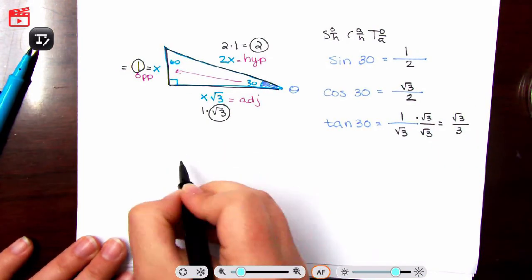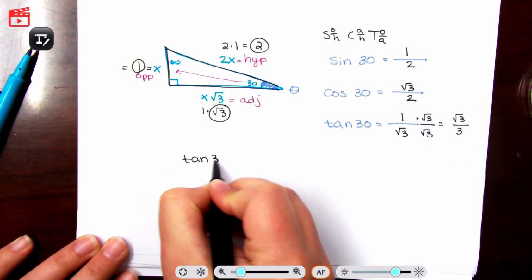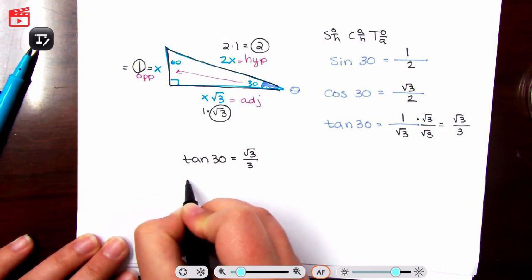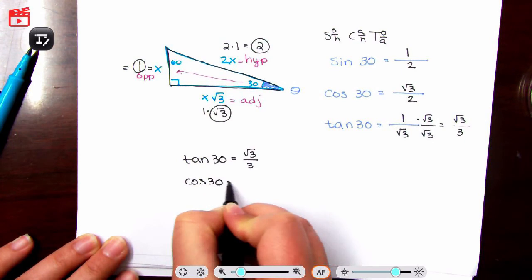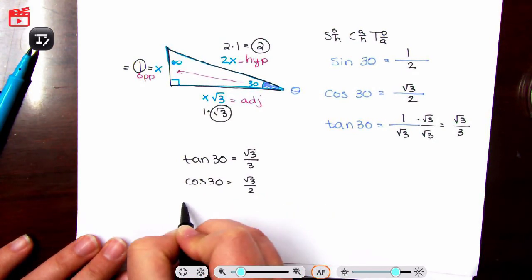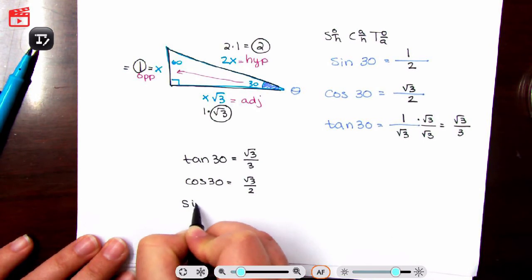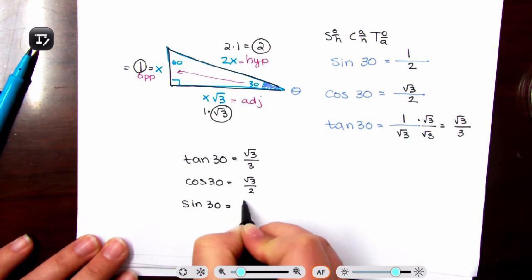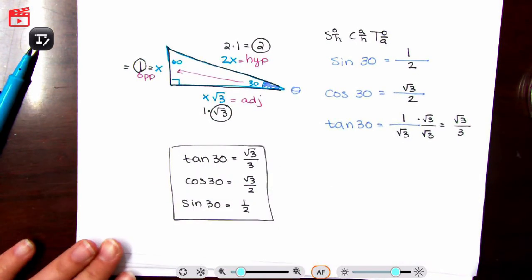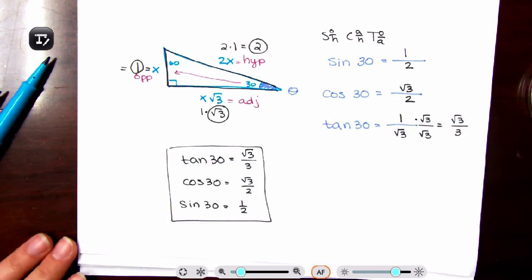So tangent of 30 degrees is equal to root 3 over 3. Cosine of 30 degrees is equal to root 3 over 2. And sine of 30 degrees is equal to 1/2. Something that we're going to talk about a little bit later on in our unit is that these things you will have to memorize, all of these. Like this value, you're going to know by heart.